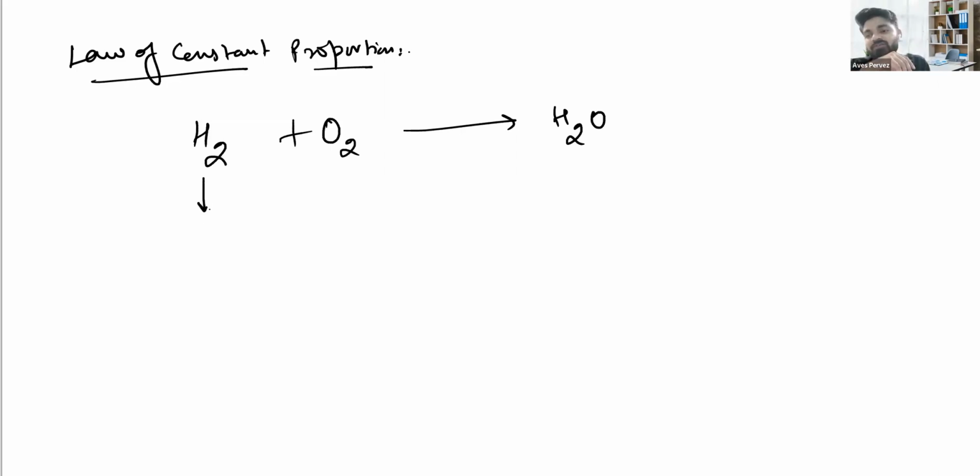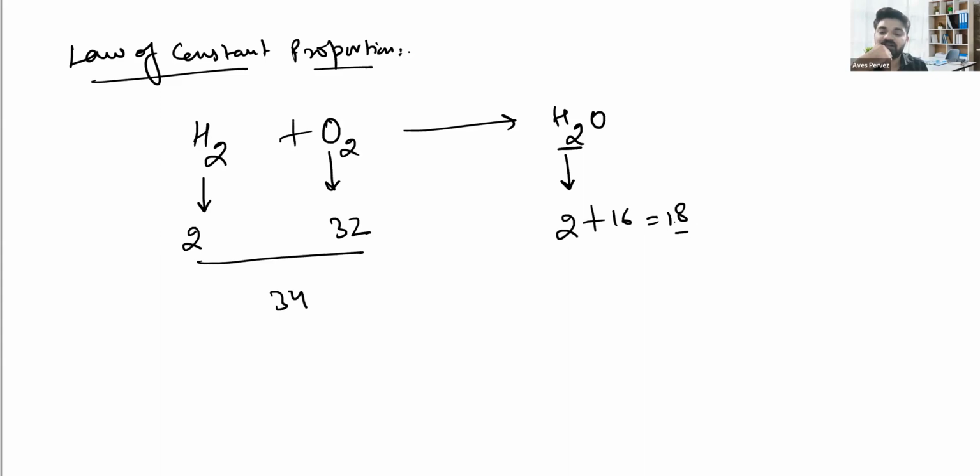What is the mass of hydrogen gas, H2? Check in your copy. We have written this one: 2 gram. And the mass of O2 is 32, that we have written. Then the mass of water would be 2 for hydrogen and 16 for oxygen, so this is 18. So you see here that the total mass is 34, but here it is 18. So it is violating the law of conservation of mass.